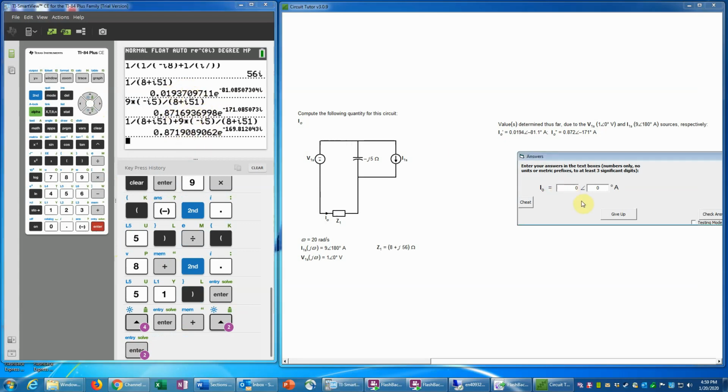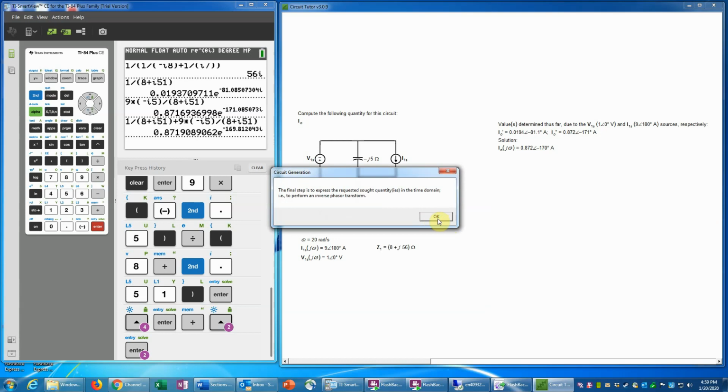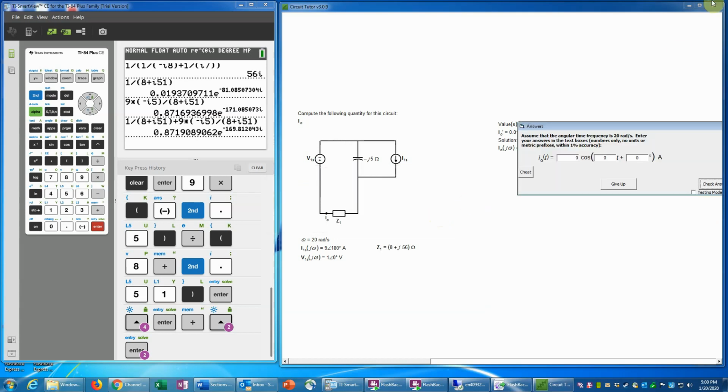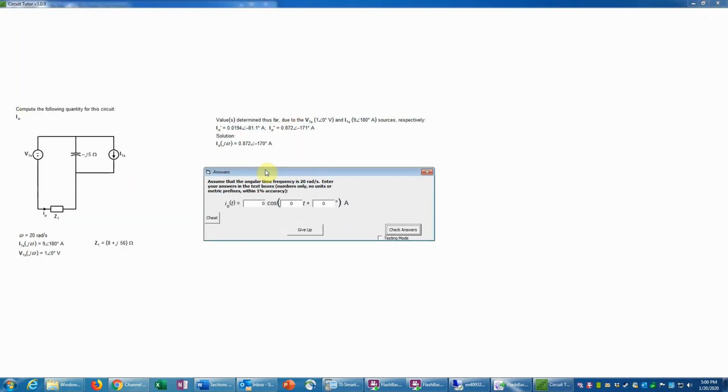So our total in this case is going to be 0.8719. And the angle is negative 169.8 degrees. And we'll check that. And that is correct. And then the last step is to do the inverse phasor transform. I won't need the calculator for that because omega is already in radians per second. It's already given to us as omega.